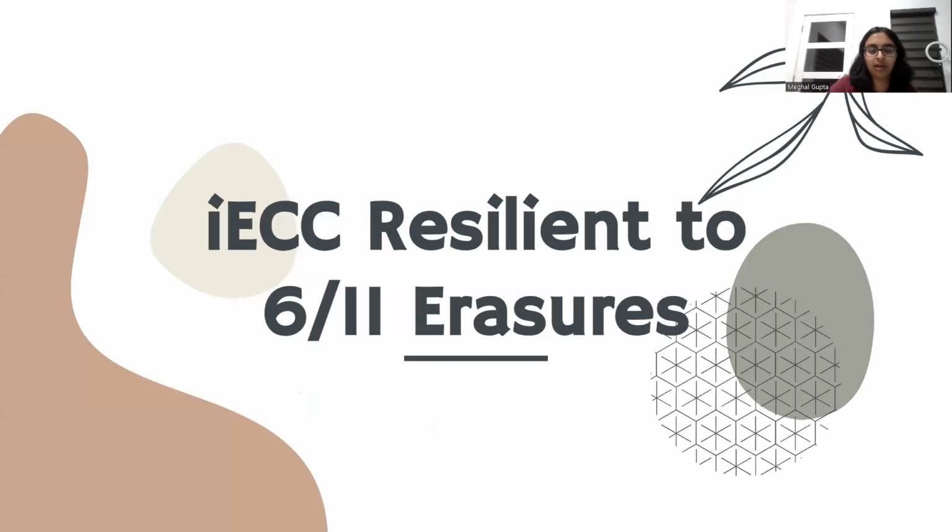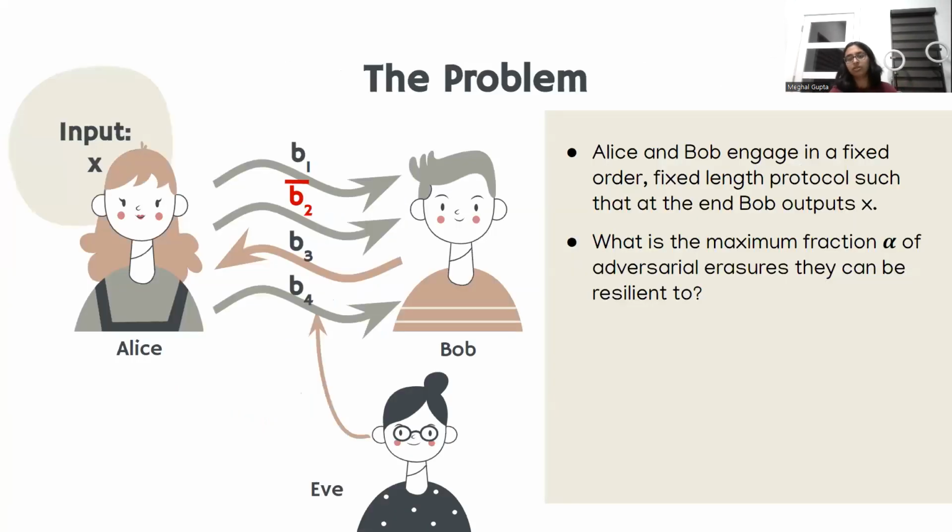So let's begin the discussion of our protocol. Before we move on to the solution, I'm going to quickly restate the problem. Alice and Bob are engaged in a fixed-order, fixed-length protocol that is determined before Alice gets to see what X is, such that at the end of the protocol, Bob will output a value X that is Alice's input. What is the maximum fraction alpha of adversarial erasures that Alice and Bob can be resilient to, and Bob is still guaranteed to be able to output X?